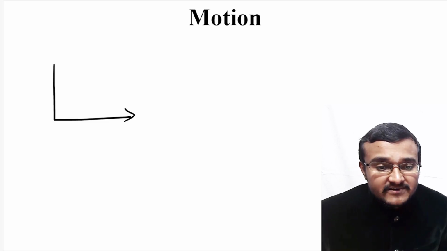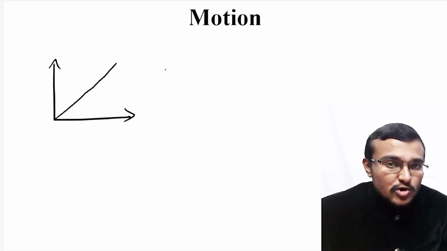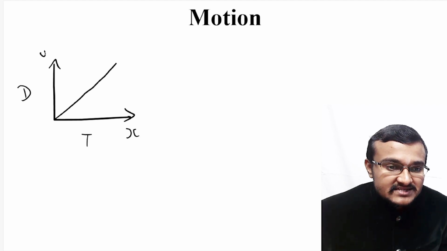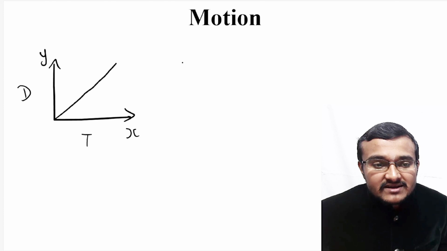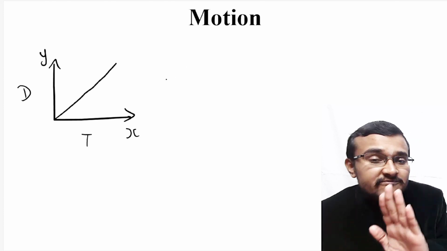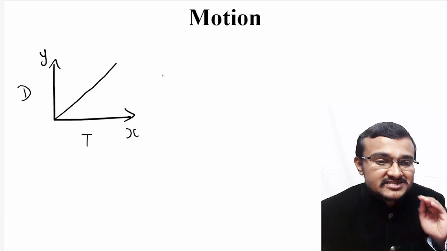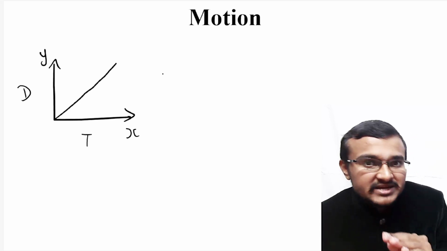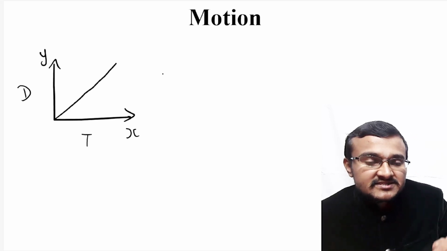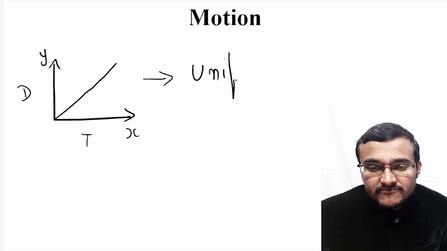In this particular graph, the graph was very much linear. That means this particular vehicle was covering an equal amount of distance in an equal amount of time. So if this is distance and this is time on the y and x axes, and if the graph is linear, then you can say that this particular object is uniformly moving. That means it has uniform speed. It is maintaining a constant speed, covering equal distances in equal amounts of time. That's why this graph represents uniform speed.